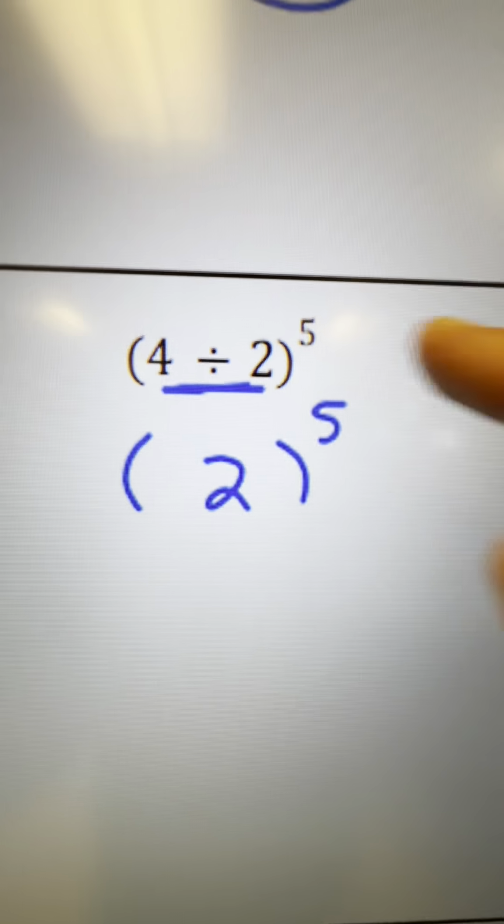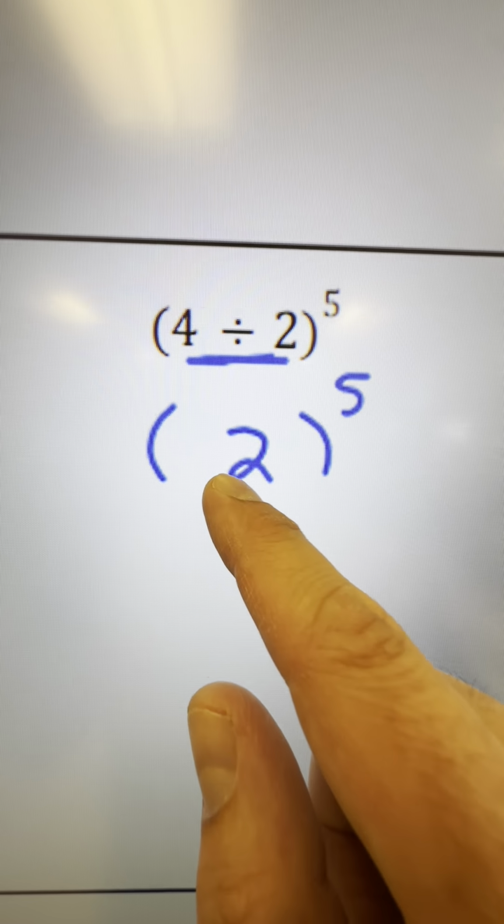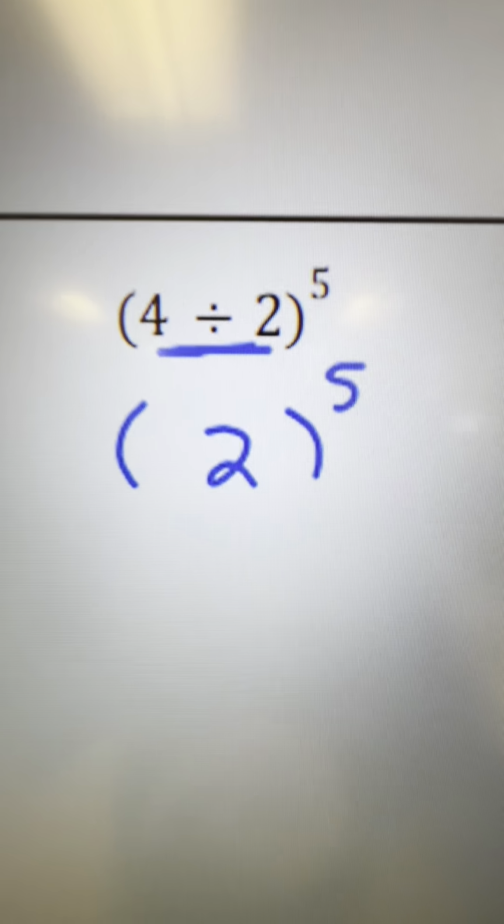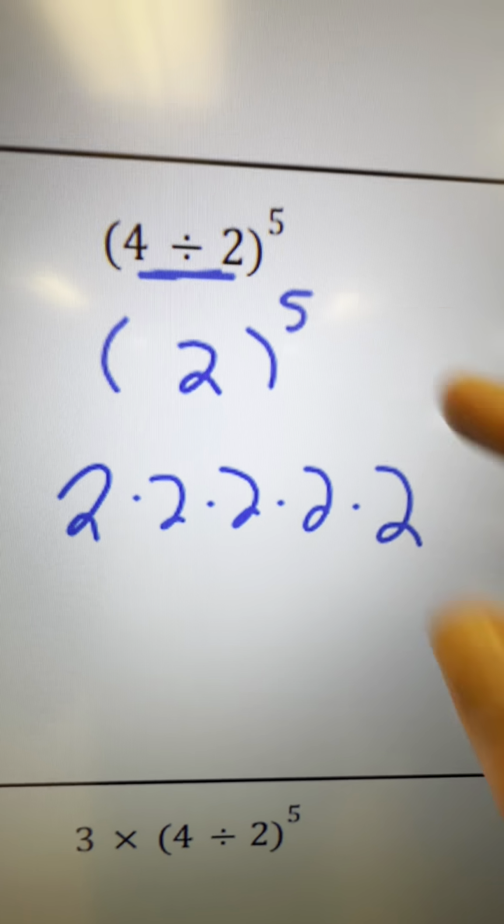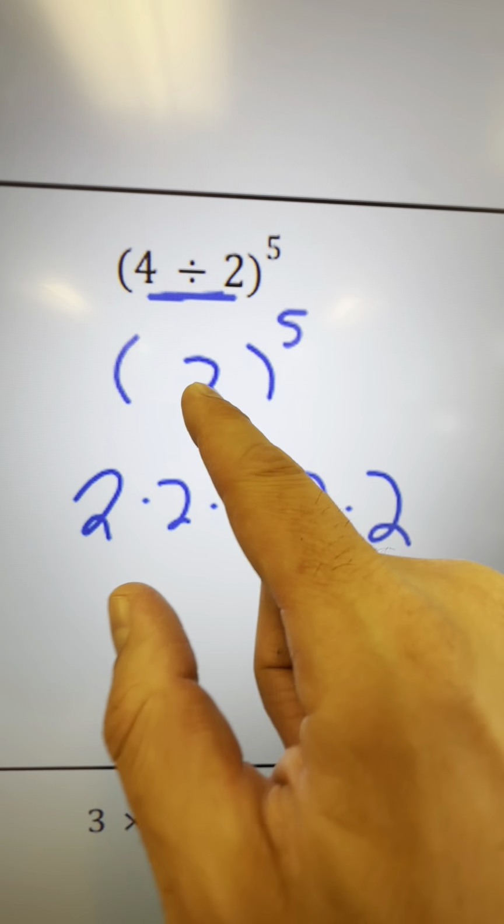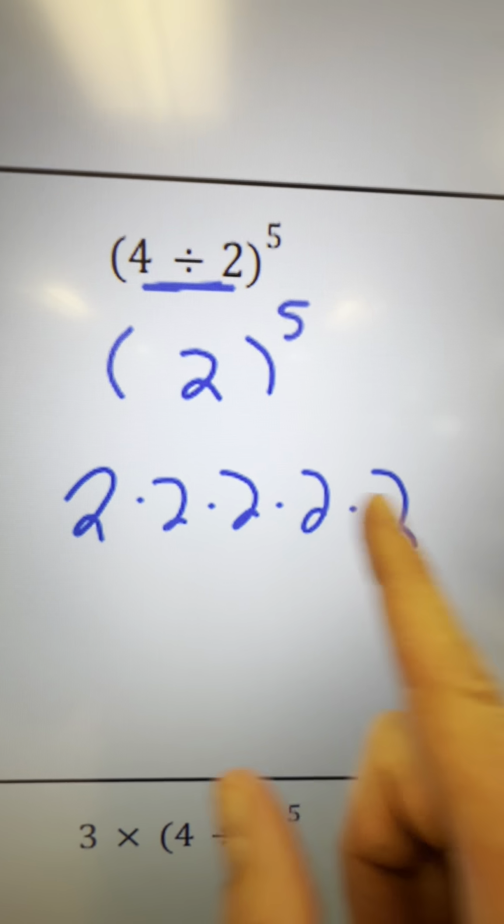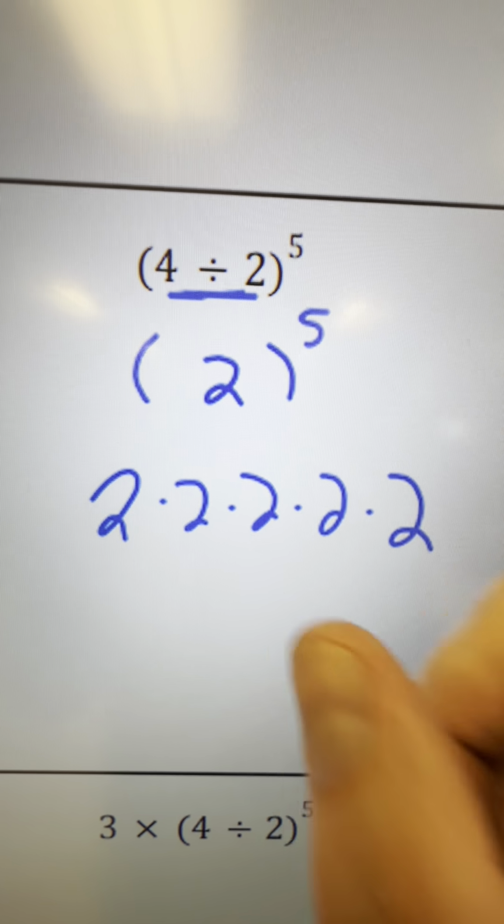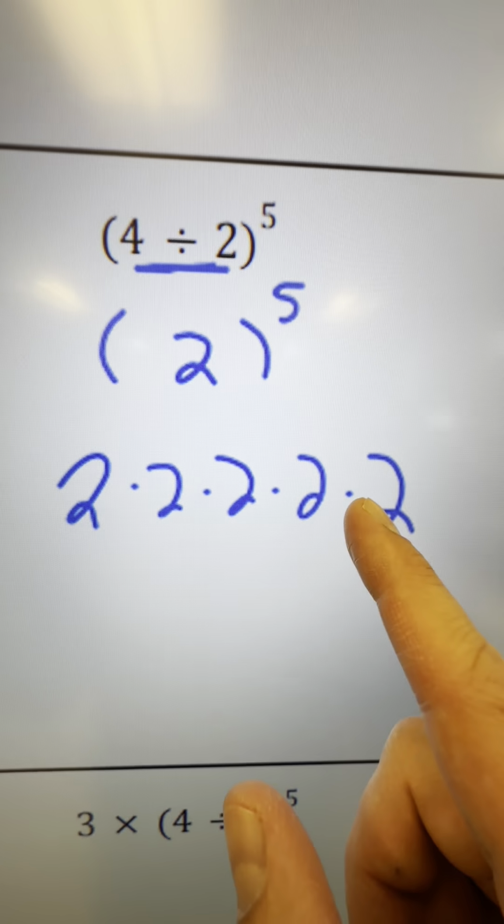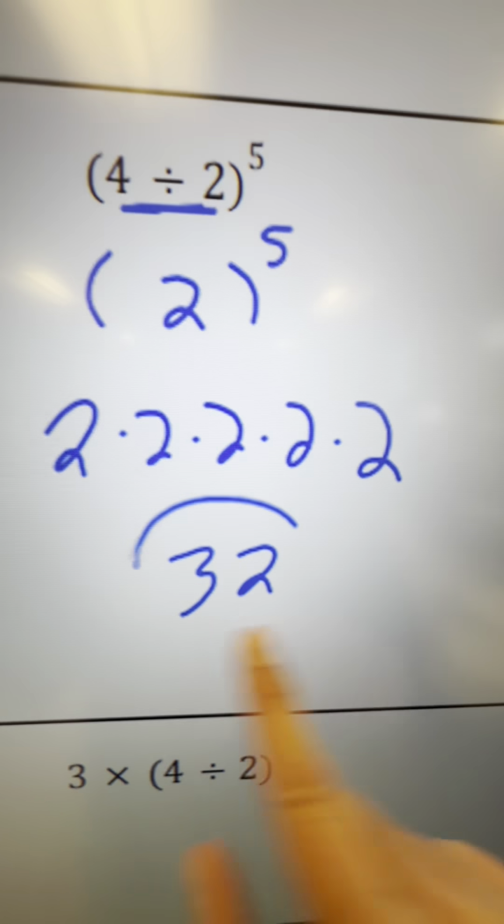And then once you evaluate what's inside here and get it down to a single number, then you could apply the exponent. And similar to my last explanation, the exponent tells you how many 2's to write down. So 5 of these 2's, which I wrote down here, and they're all multiplied together. So it's just a shortcut for repeated multiplication. And when you multiply all these together, you're going to get the answer 32.